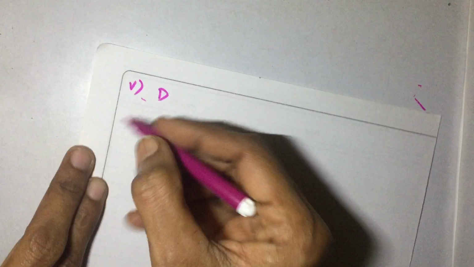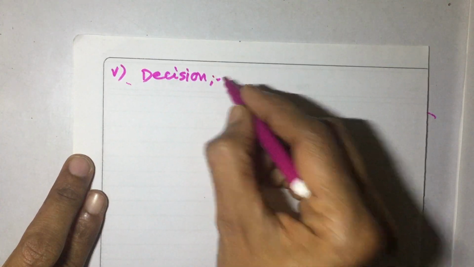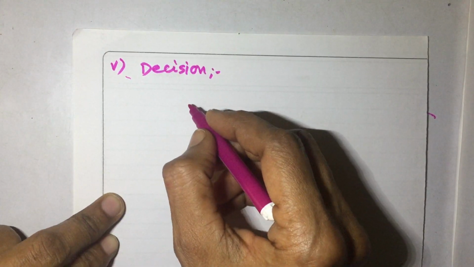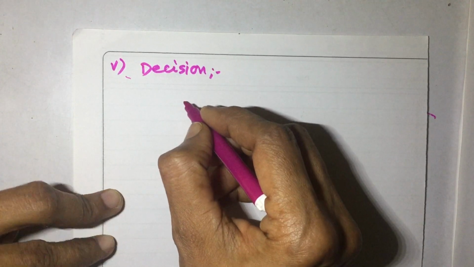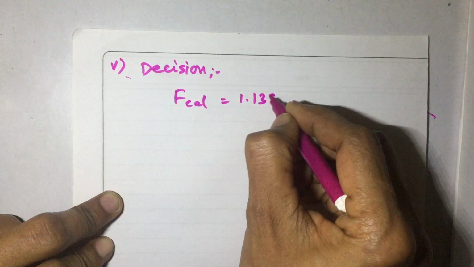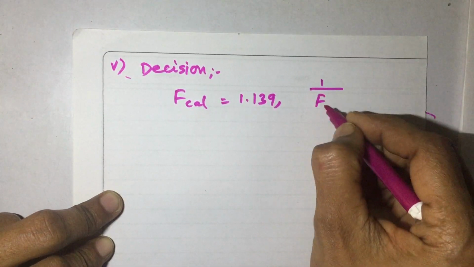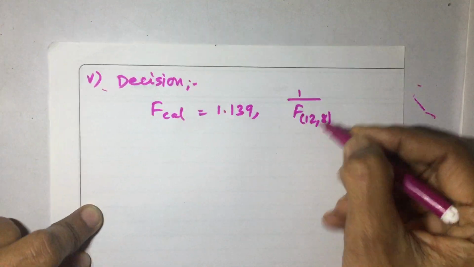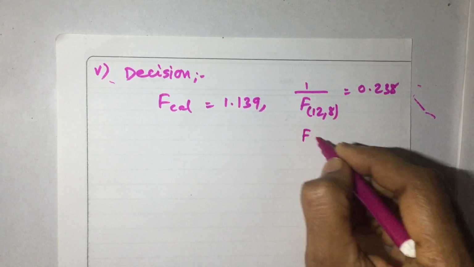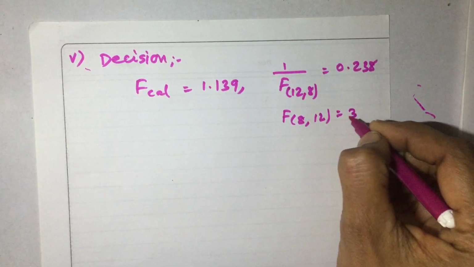So the decision. Here we got F calculated value, F calculated is 1.139, then 1 by F12,8, this is equal to 0.238, and F8,12 is equal to 3.51.